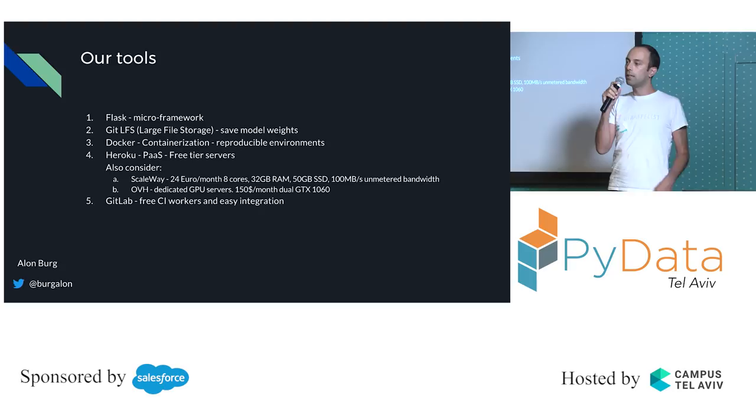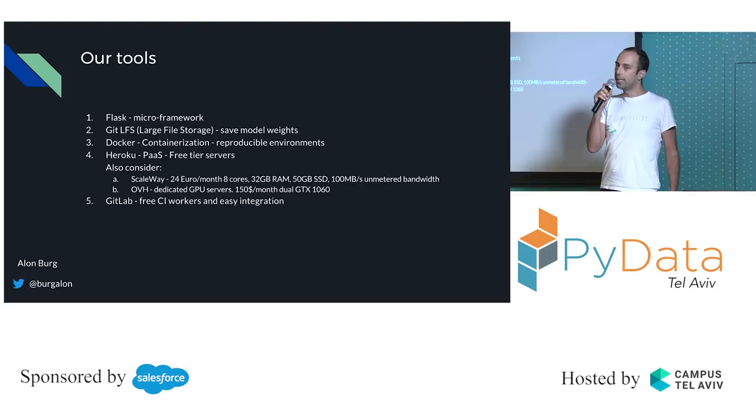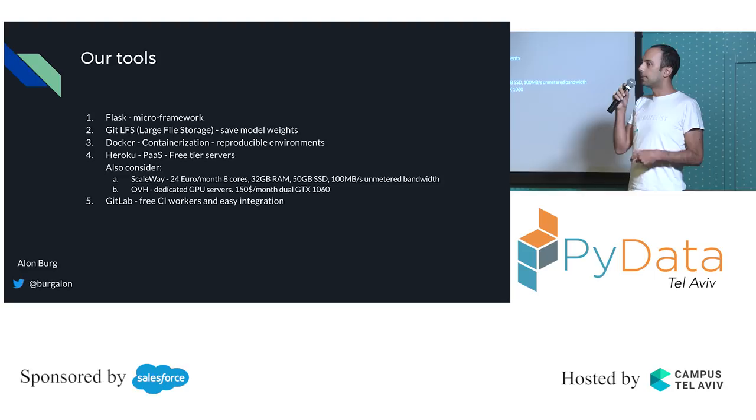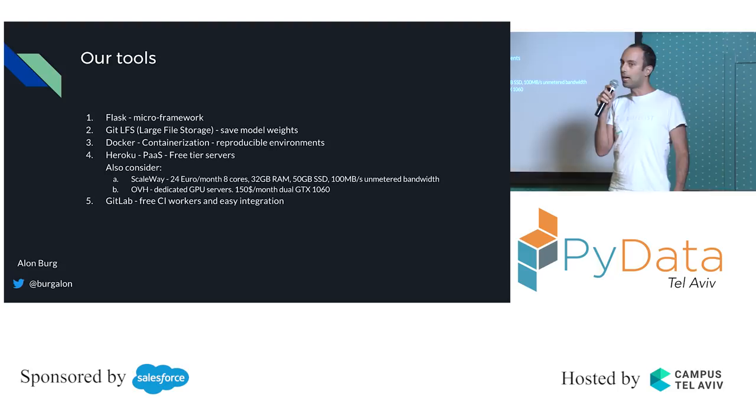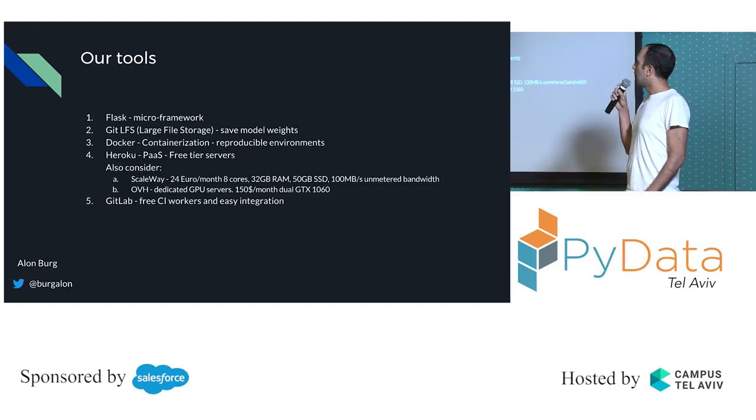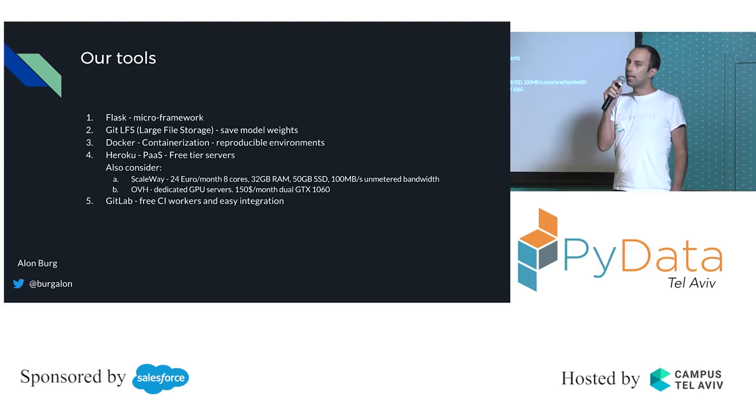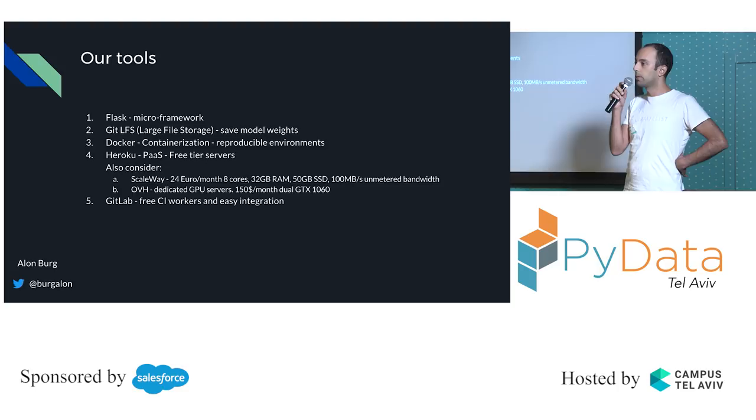Git LFS was released by GitHub some time ago. Once you have this running and tied to your product, it's very nice to be able to commit your weights and have a 1 gig file sitting in version control and being deployed at the same time. We will use a Docker container for containerization. Docker allows us to build reproducible environments which can run both on your production server and your development machine.